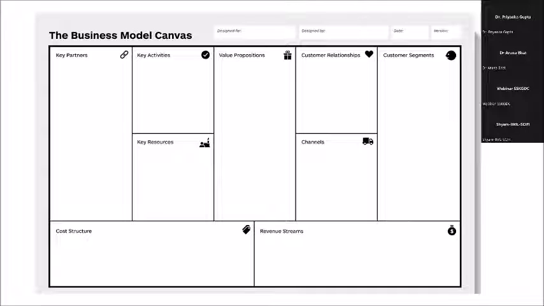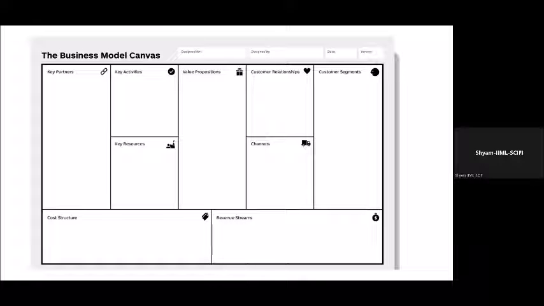The first three, key partners, key activities, key resources, are directly related to the value proposition. Customer relationship, customer segment and channel are also somehow related to the value proposition.